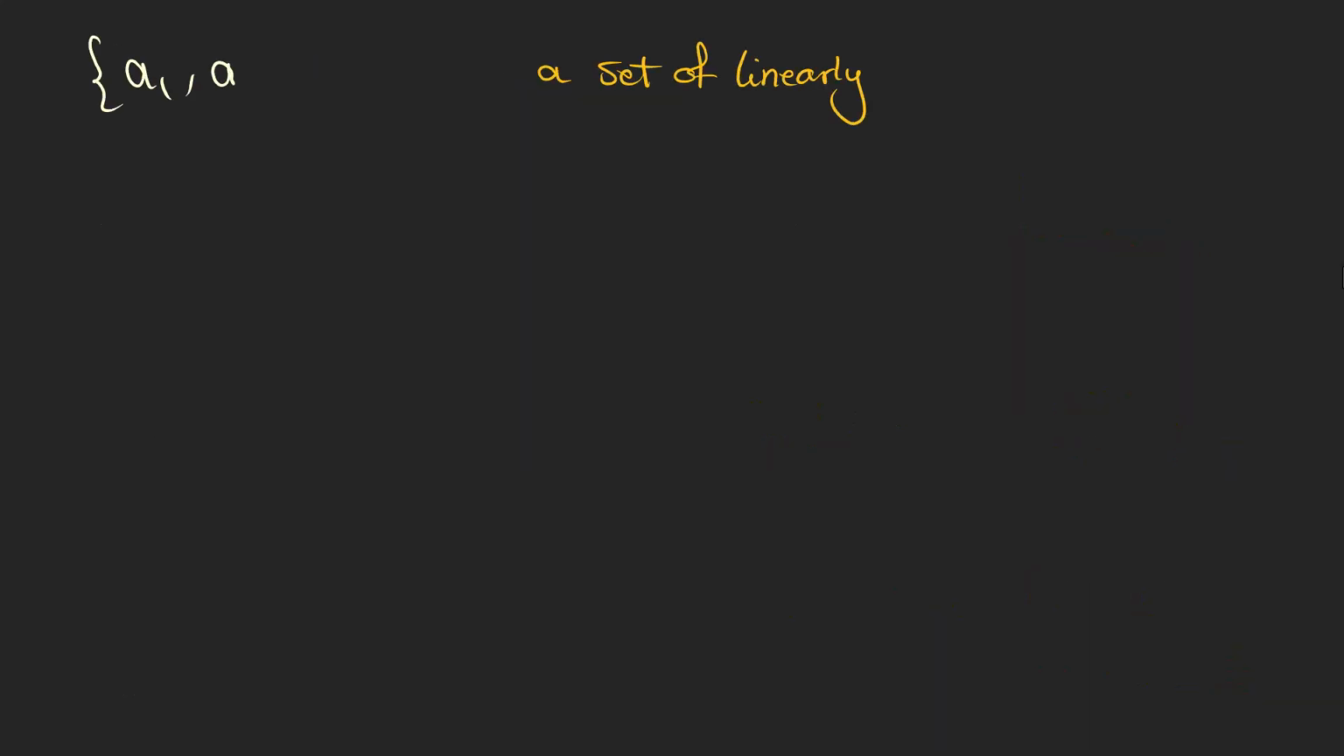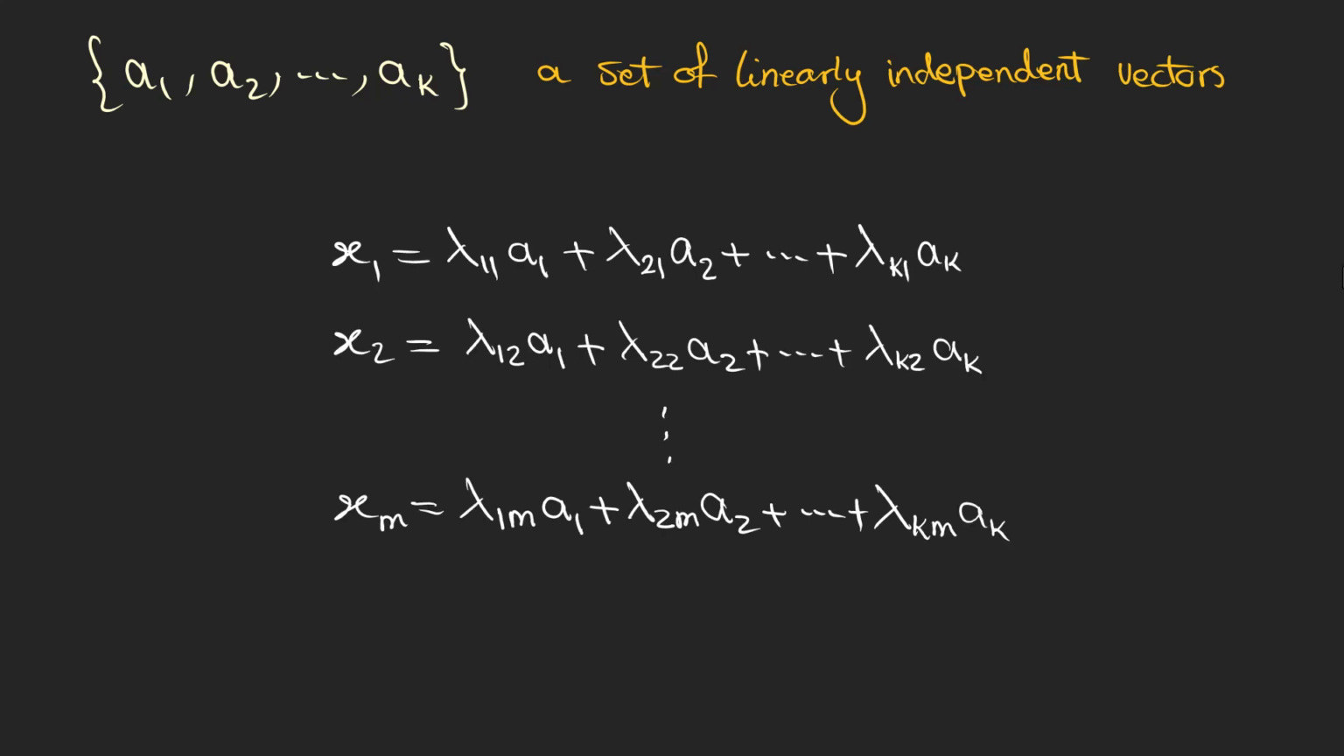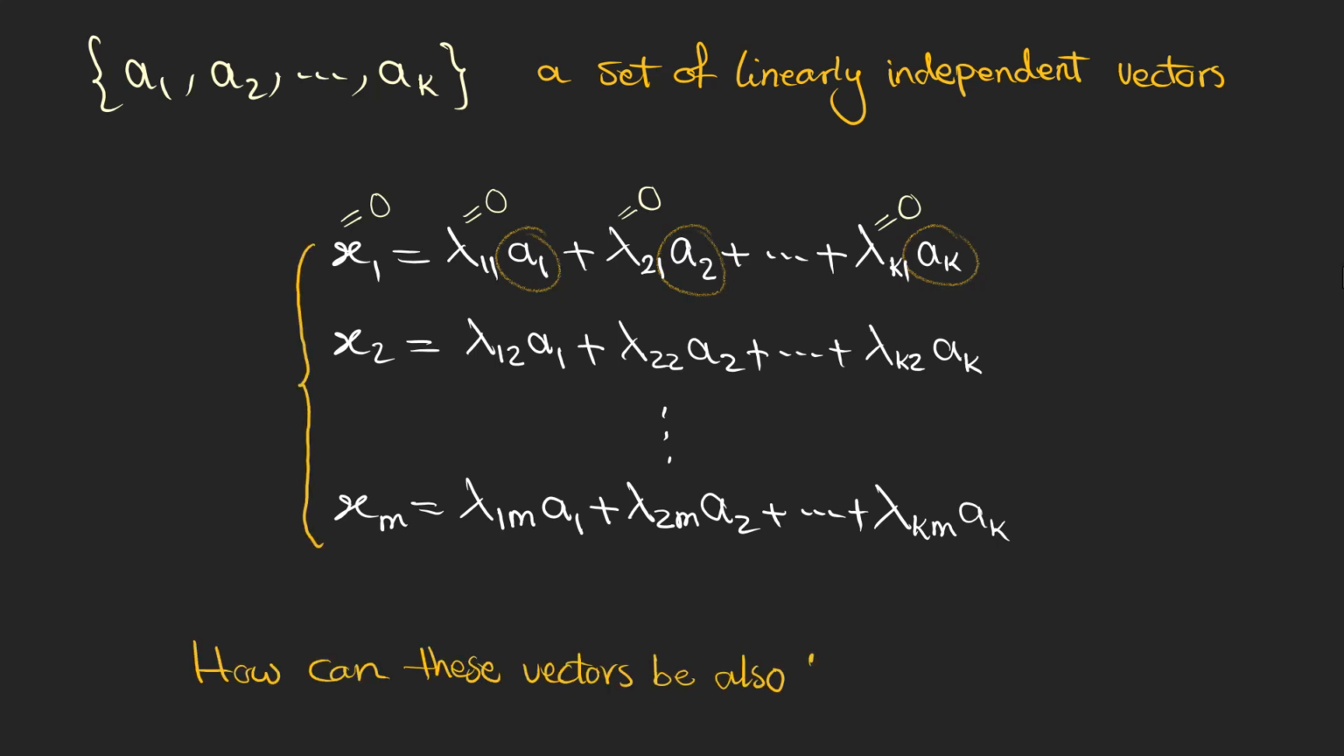And now that you are familiar with the concept of linear independence, suppose that we have a set of k linearly independent vectors in our vector space. Let's write m linear combinations of these k linearly independent vectors. If one of these linear combinations is 0, then all the lambdas related to that linear combination must be 0, because these vectors are linearly independent. The question is, in what condition can these m vectors be linearly independent? We are going to investigate this question and see an example in the rest of this video.